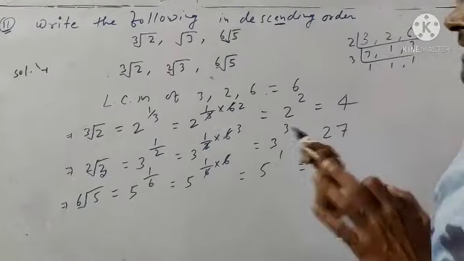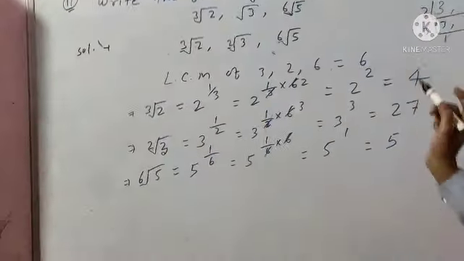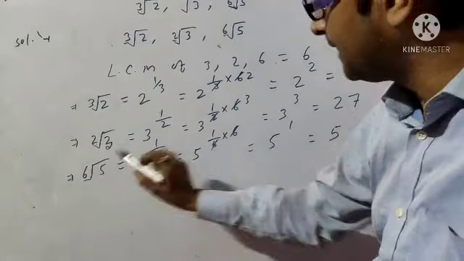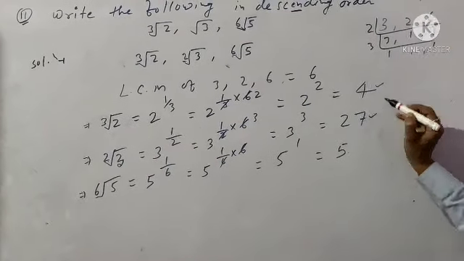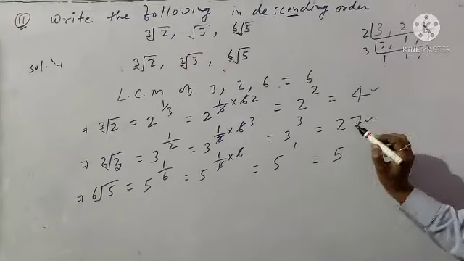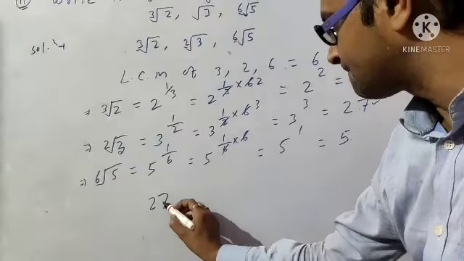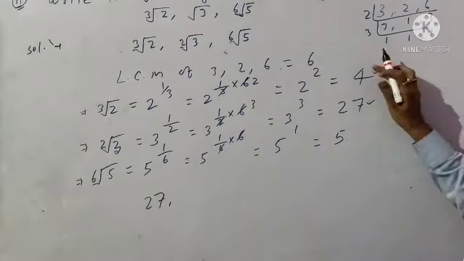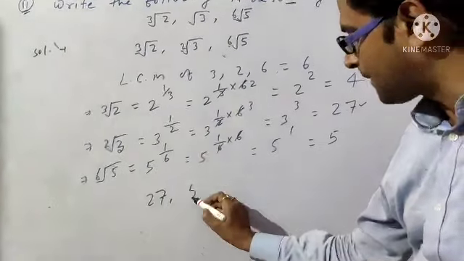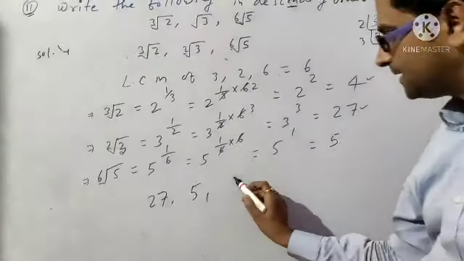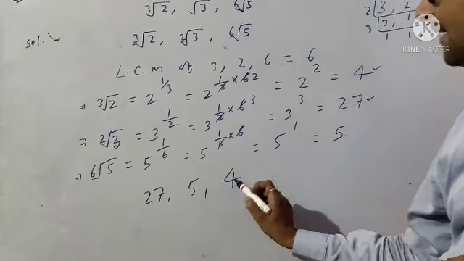So here, student, this value is equivalent to 4, this value is equivalent to 27, and this value is equivalent to 5. We know that, student, descending order means higher to lower. So first we have to take the value 27, because 27 is the biggest value with respect to all three values. Then the second one is 5 and the last one is 4. Take values 27, 5 and 4.